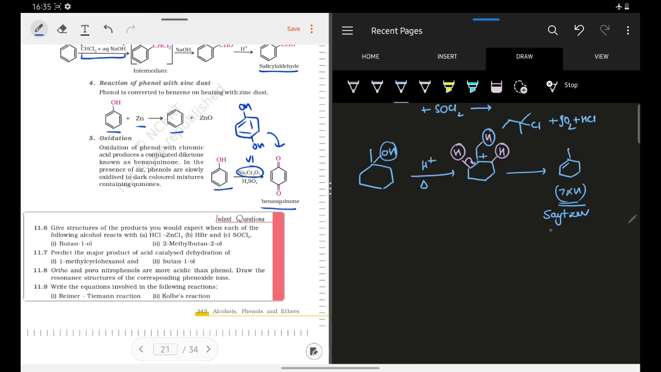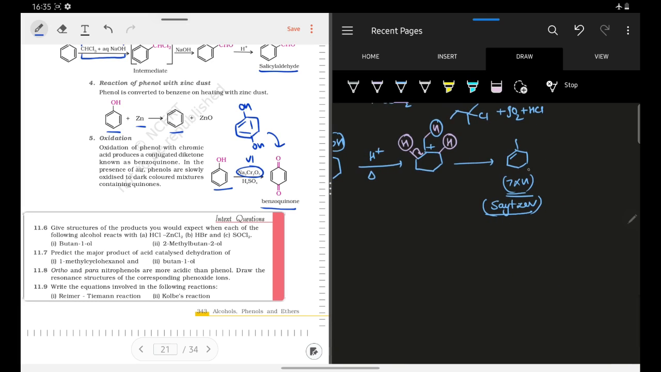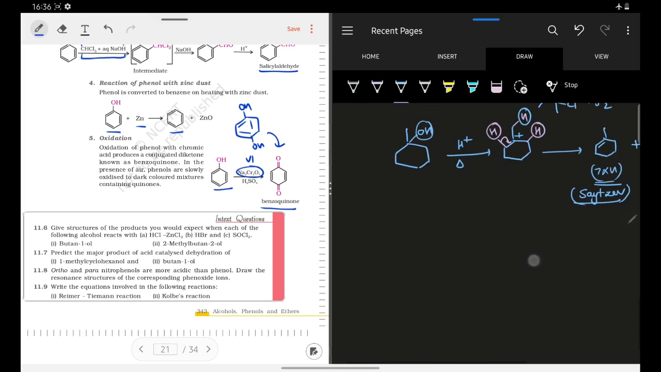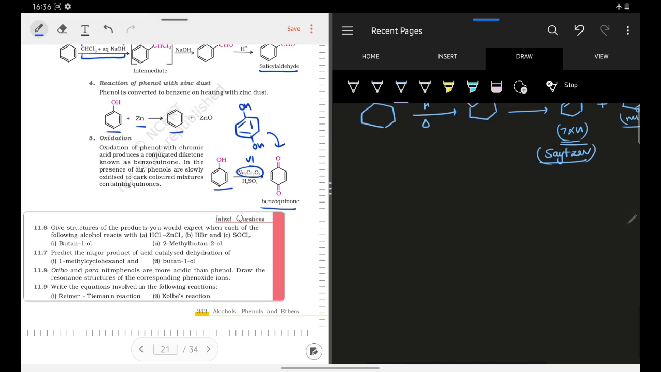Saytzeff elimination product, okay. This is not the Hofmann one, whereas if you draw the Hofmann product, it would be this, right? This would be your Hofmann product, which would of course be minor. Why? Because the alkene formed is not that stable. Okay, let us try to move on to the next example.